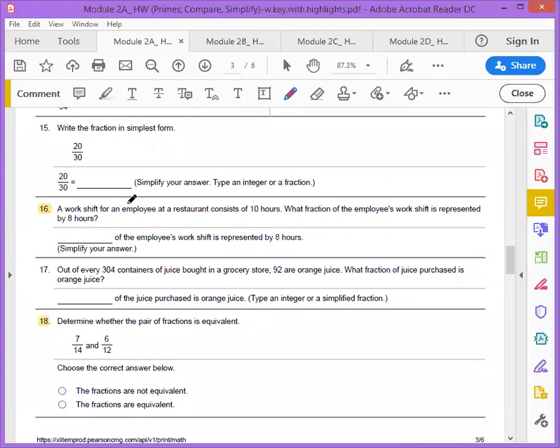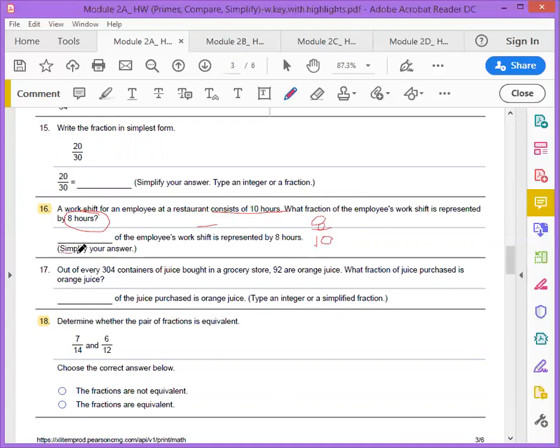All right, let's look at number 16. And for number 16, you have a word problem. It says a work shift for an employee at a restaurant consists of 10 hours. What fraction of the employee's work shift is represented by 8 hours? So his shift consists of a total of 10 hours. That total, that 10 hours, should be in your denominator. Now we want to know what portion of the 10 hours does 8 represent. So 8 would be in the numerator. So 8 out of 10 is your correct fraction.